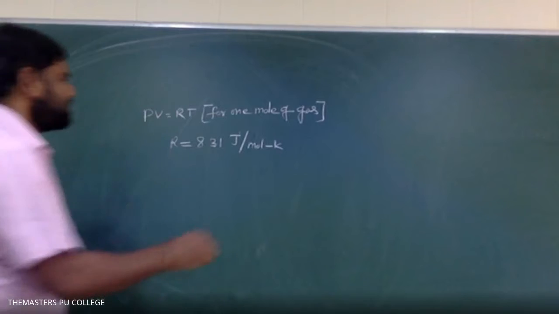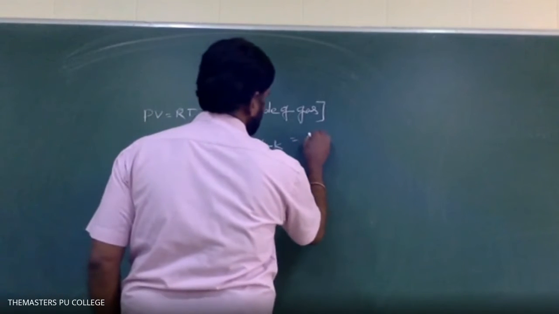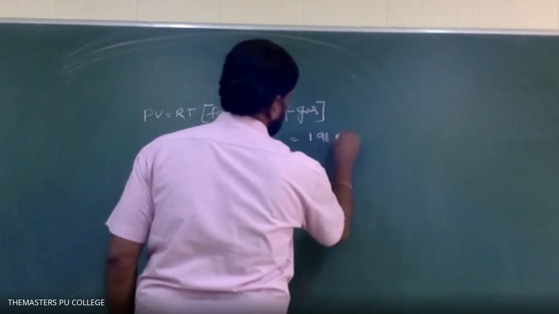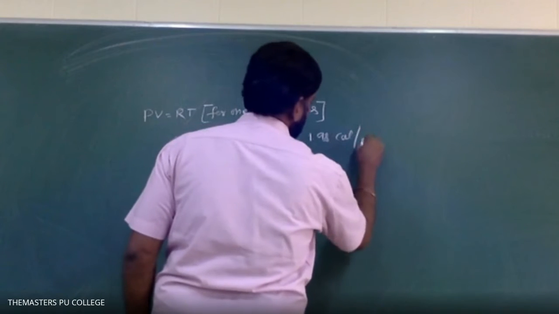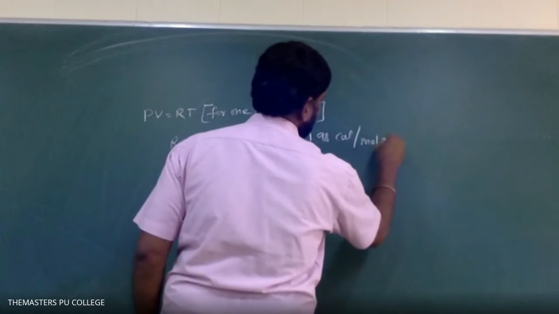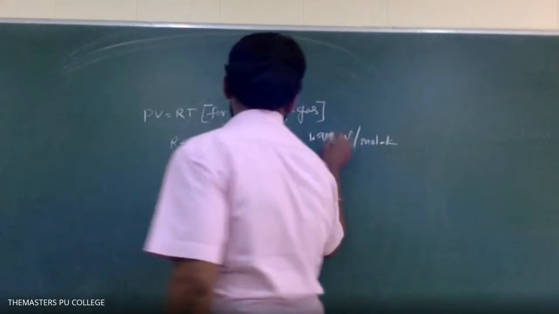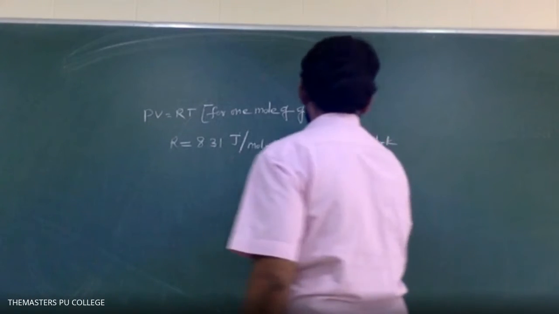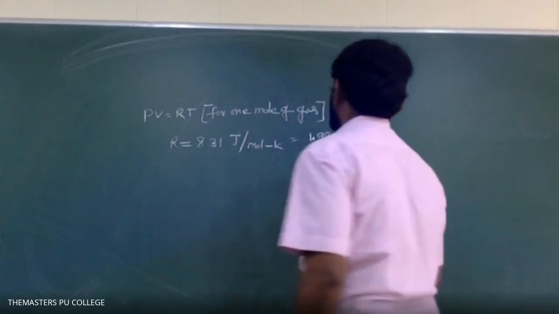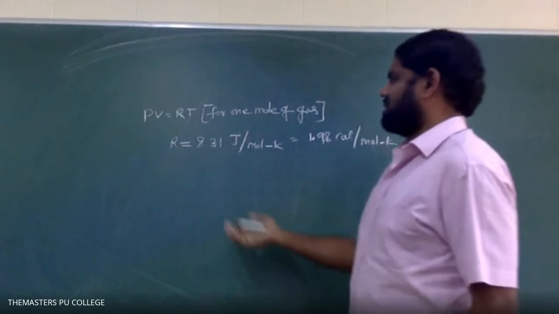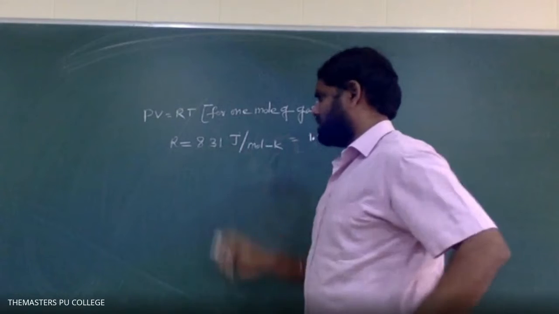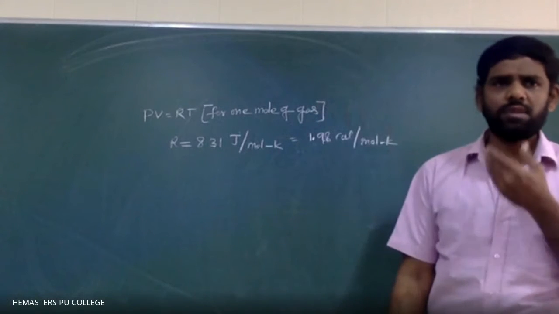Or we can write this as nearly 1.98 calorie per mole Kelvin. So this value is 1.98 calorie per mole Kelvin. R is equal to 8.31 joule per mole Kelvin.